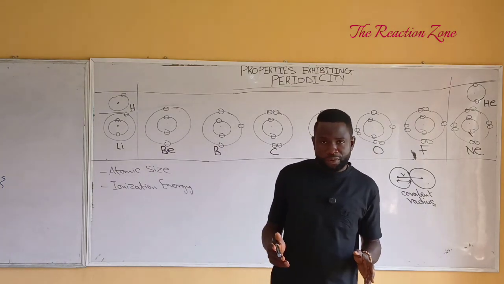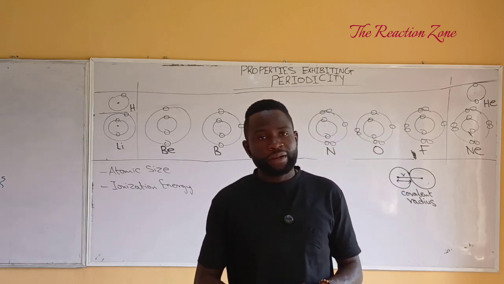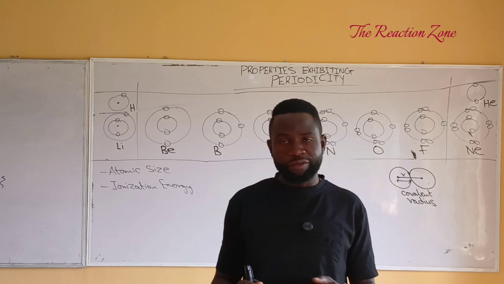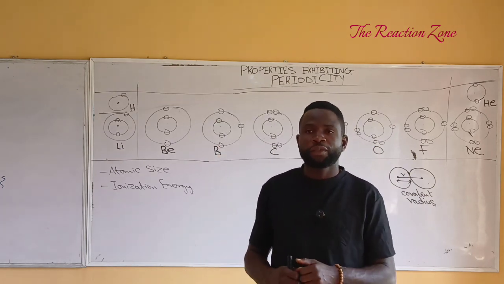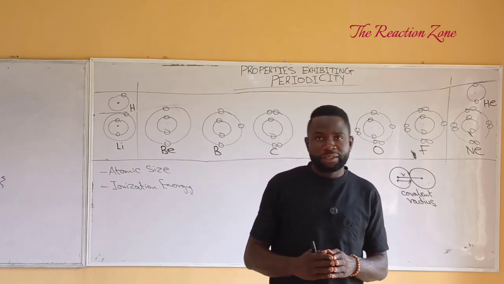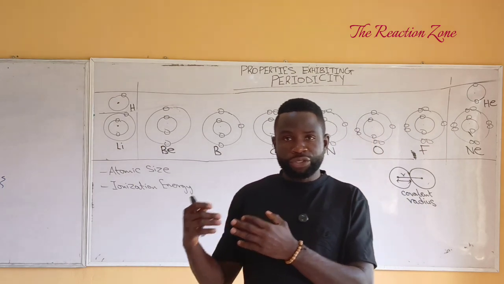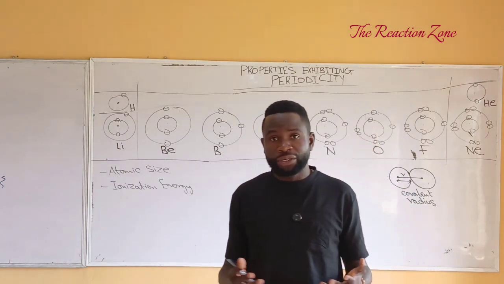An atom is assumed to be spherical, and atomic size is usually given in terms of the radius of a sphere. Atomic size can be defined as the distance from the nucleus to the outermost electron shell.